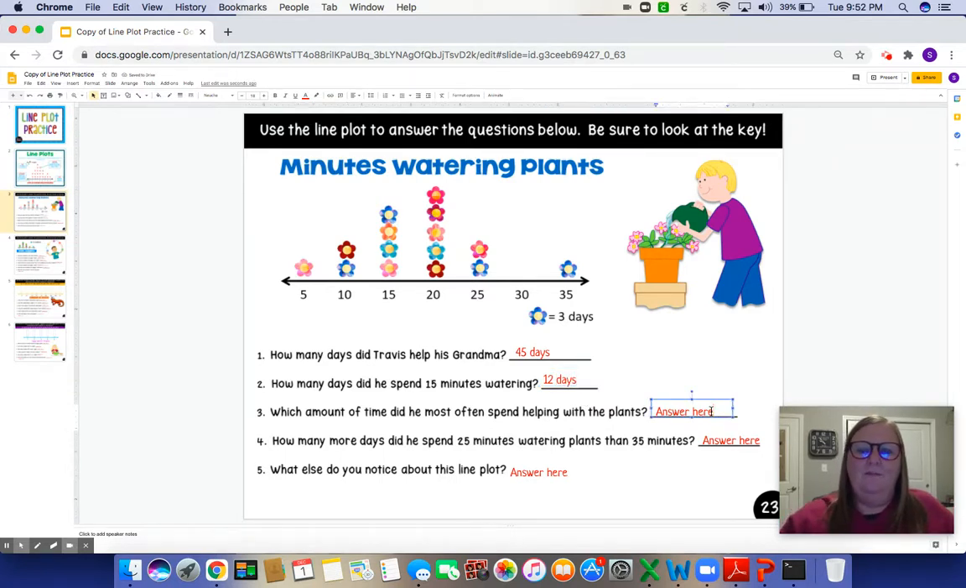All right. So again, we're using the data from the line plot to answer the questions. Which amount of time did he most often spend helping with the plants? So which amount of time? Was it 5 minutes, 10 minutes, 15 minutes, 20 minutes, 25 minutes, 30 minutes, 35 minutes? If we look, 20 has the most flowers. It has 1, 2, 3, 4, 5 flowers. So the amount of time he spent the most time with plants would be 20 minutes.